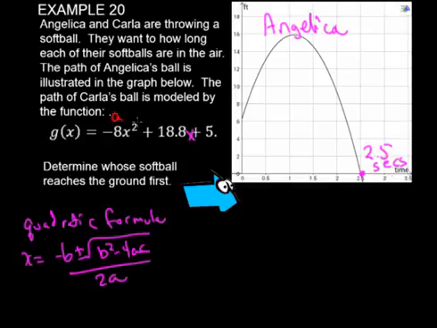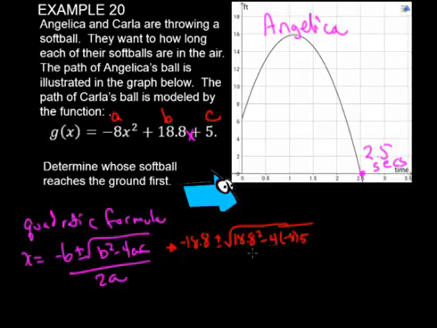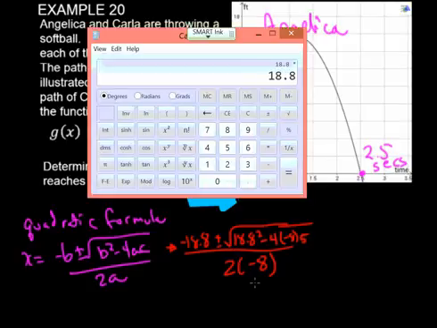Okay, so let's figure out what our values are. So we have a, we have b, we have c. So we plug in negative 18.8 plus or minus the square root of 18.8 squared minus 4 times negative 8 times 5 for a, b, and c, all over 2 times negative 8. So we're going to do 18.8 squared. 18.8 times 18.8 is 353.44.